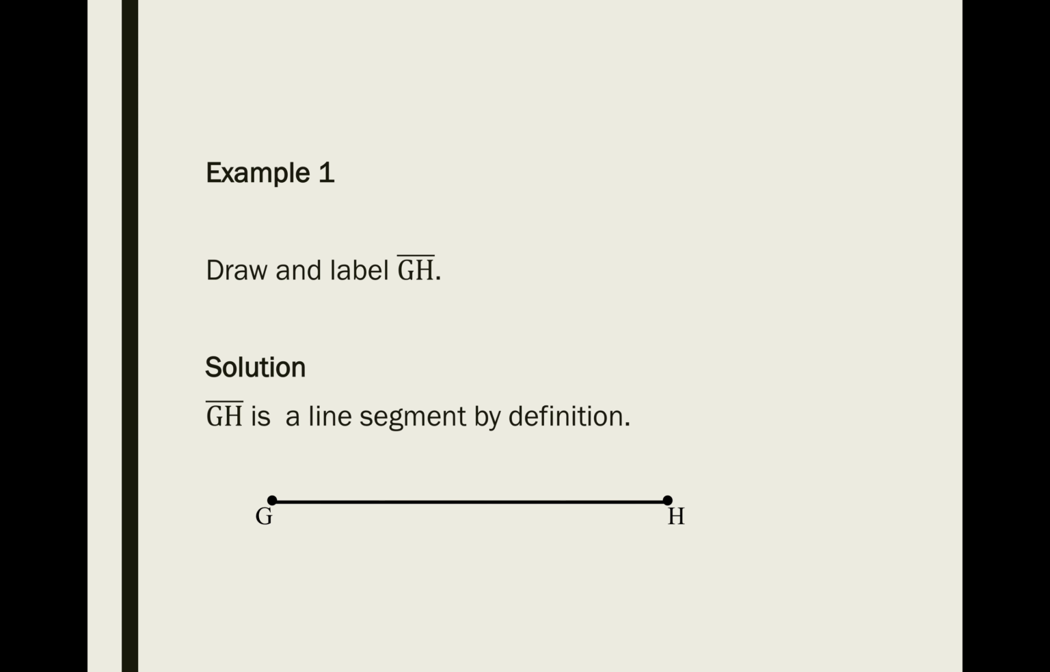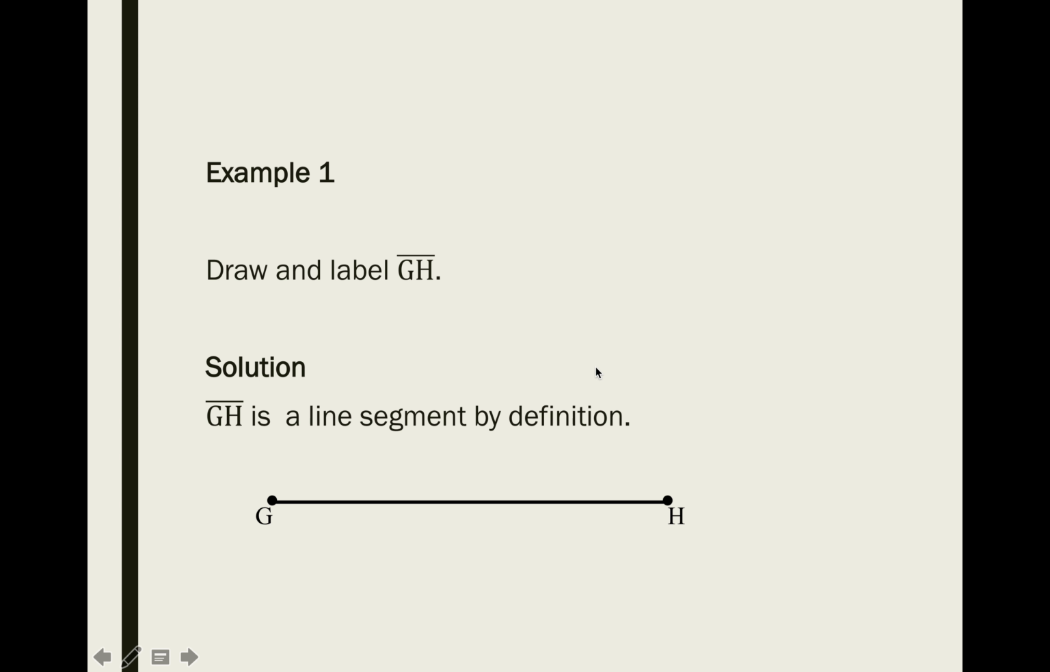So for example 1, draw and label GH. The solution should kind of look like that. GH should have a line with two endpoints. G should be on the left, H should end it. That's the reason why it's in that order. If it was the other order, H would have been on the left and G would have been on the right. So line segment GH is written like this.